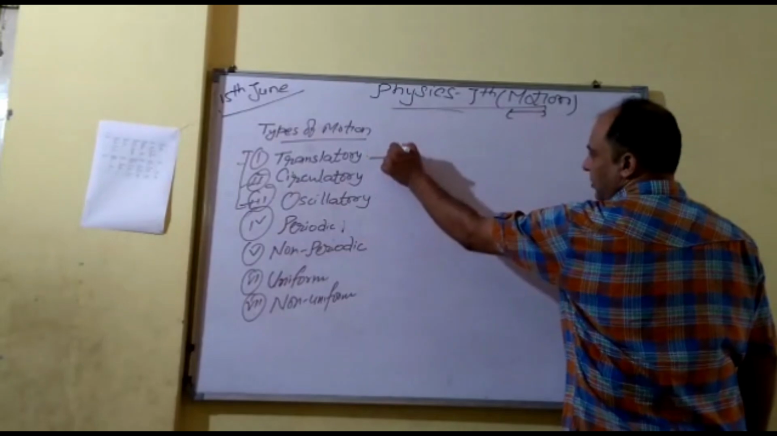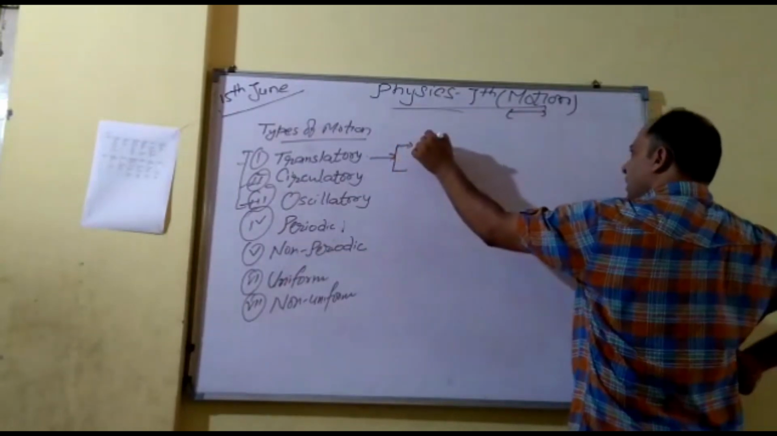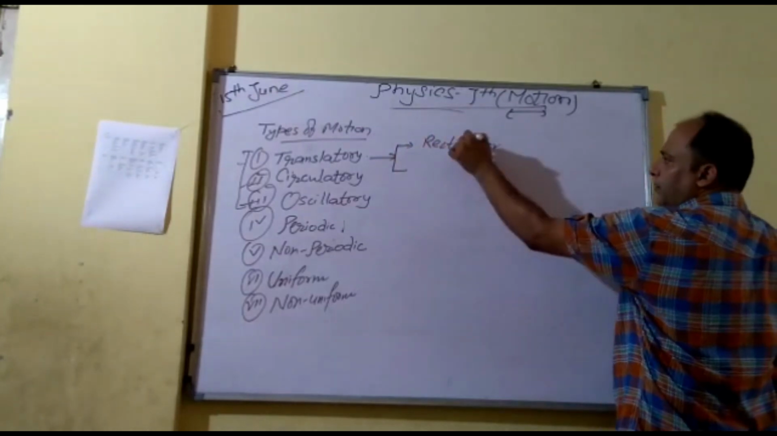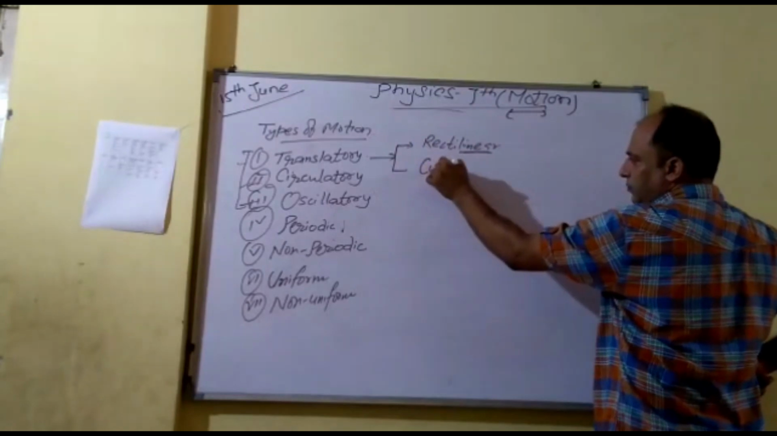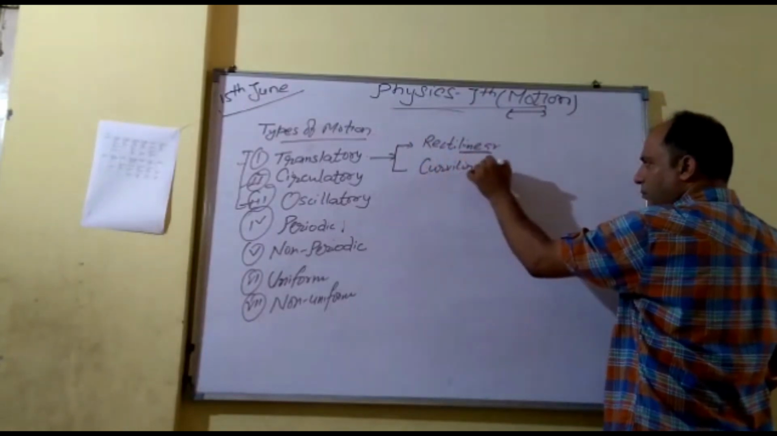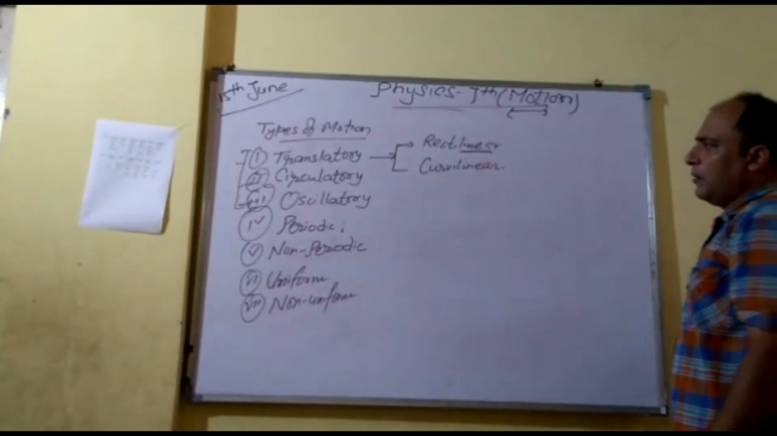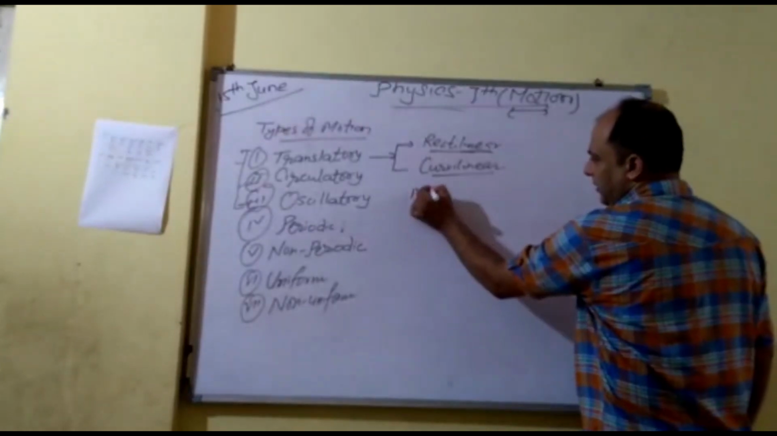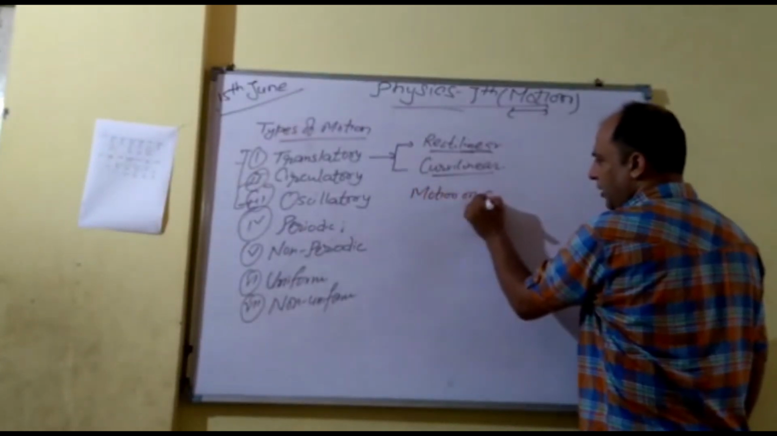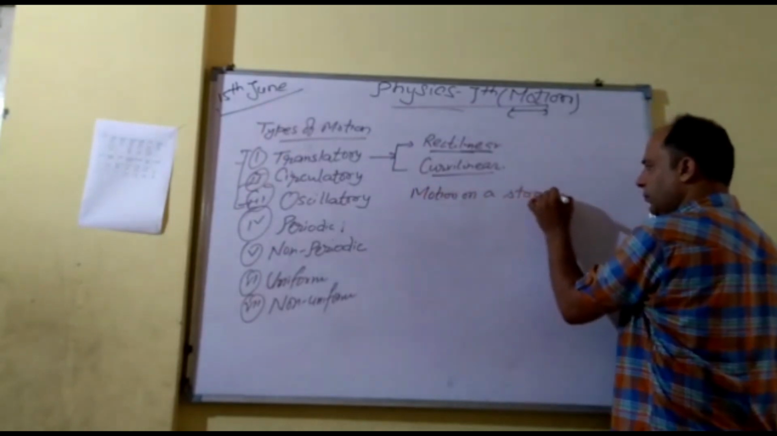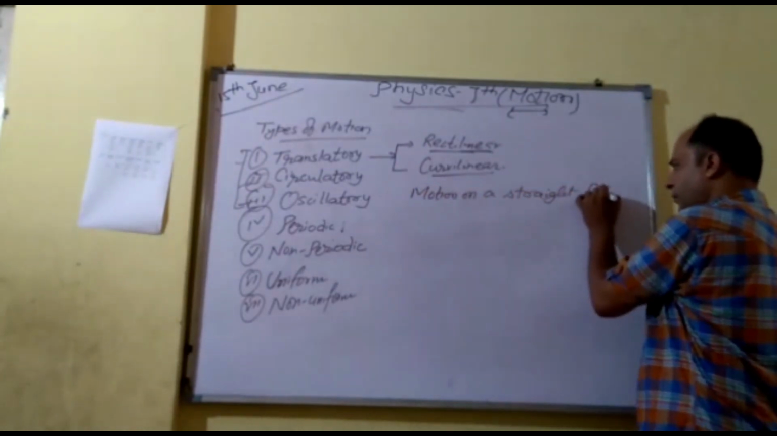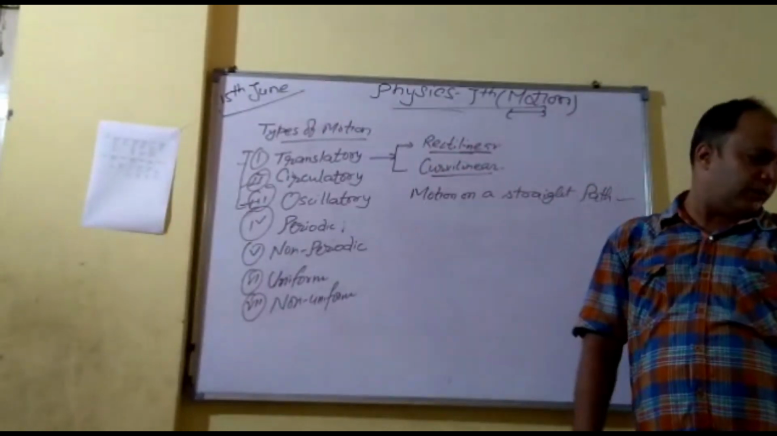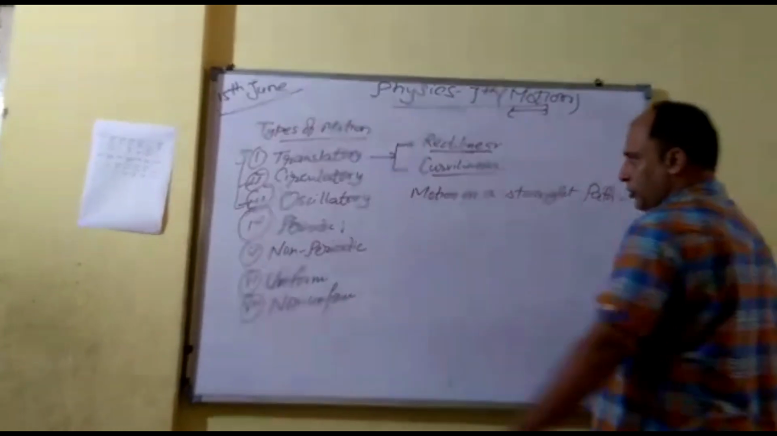What is translatory? There are also two parts. One is rectilinear or linear. Another is curvilinear. Now, what is the meaning of rectilinear or linear? What is the meaning of curvilinear? Motion on a straight path is called rectilinear or linear motion.